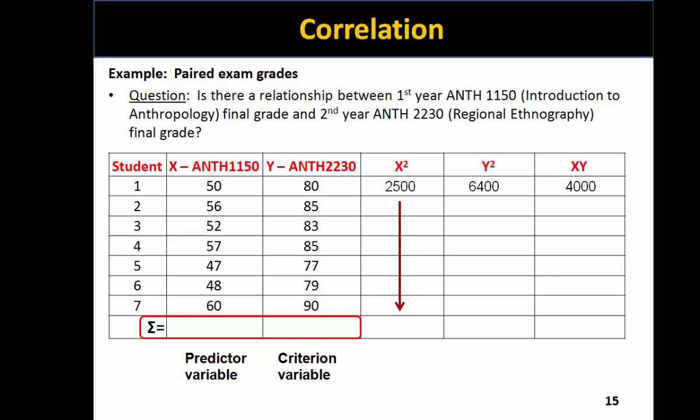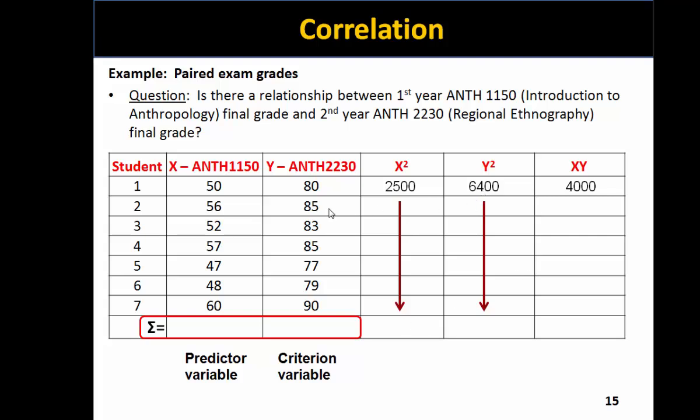The next step is to add up all of these squared X values. So we repeat this for 56 squared, 52 squared, 57 squared, and then we add all of those up, and we place the final summation value in this bottom cell in row number 9. The first row is the row with the headings, the second row contains the score of the first student, so on and so forth, and we add that up, and we do the same thing with Y squared.